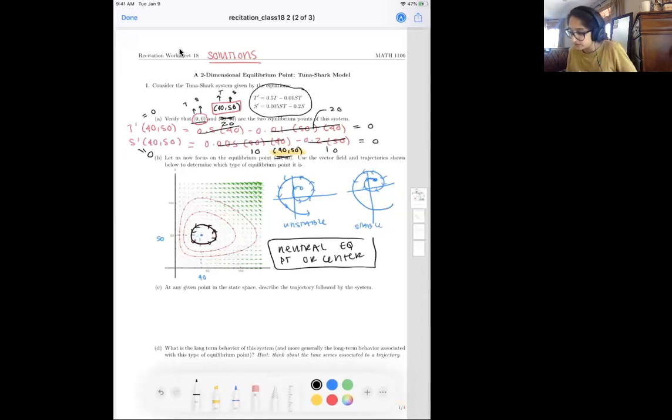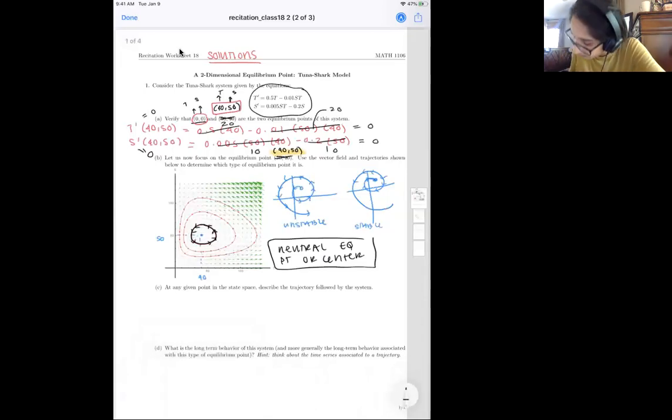Specifically, we know that at 0, 0, and at 40, 50, there is no change.